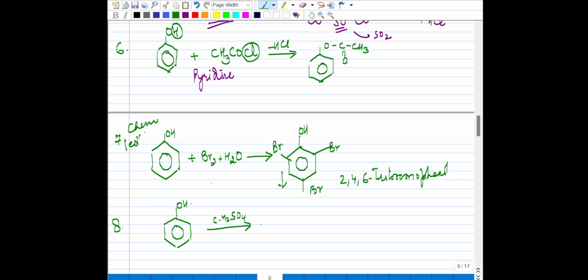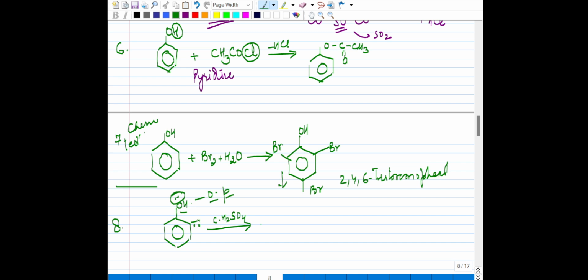Next, if we take concentrated sulfuric acid. So when we take concentrated sulfuric acid, in that case what happens? Now phenol is ortho-para directing. Ortho-para directing because it is electron rich group. Okay, so what will happen?